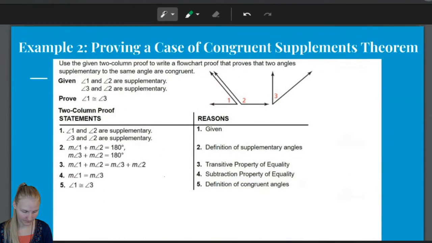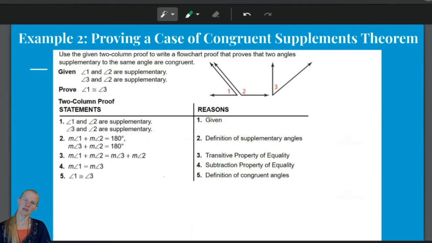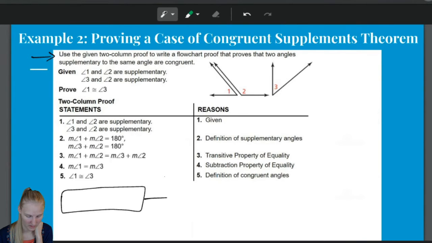So now, example number 2, proving a case of the congruent supplements theorem. So now we are told in our instructions that we are supposed to use the 2-column proof to write a flowchart proof that proves that two angles supplementary to the same angle are congruent. Okay, so now we're going to have boxes that we write stuff in, and it's going to flow.